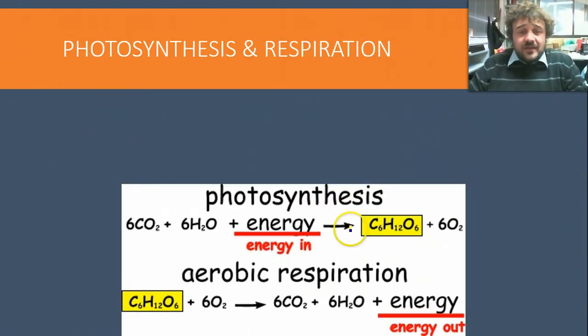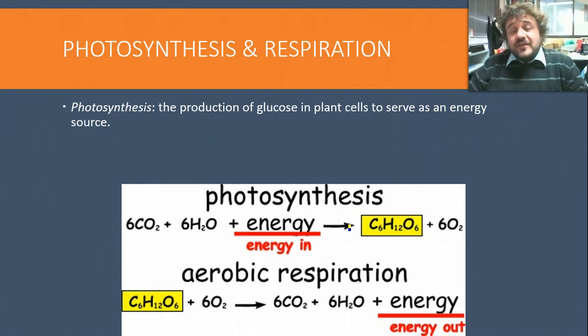Alright, so what are they? First off, photosynthesis is the production of glucose in plant cells using energy from the sun, and this serves as an energy source. So we had 6 carbon dioxides and 6 waters plus sunlight, that's the energy it's talking about here, gives us the glucose, which is what we're talking about here, so sugars, and oxygen. That's very important that plants take that in, and they give us the oxygen that we breathe in.